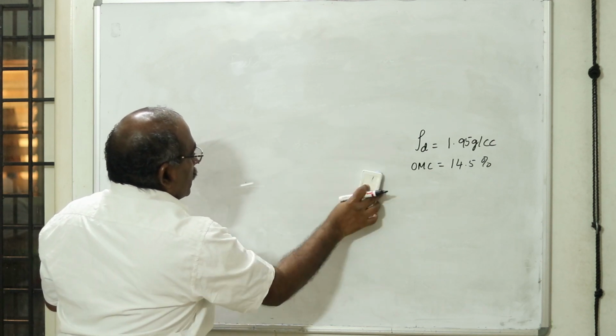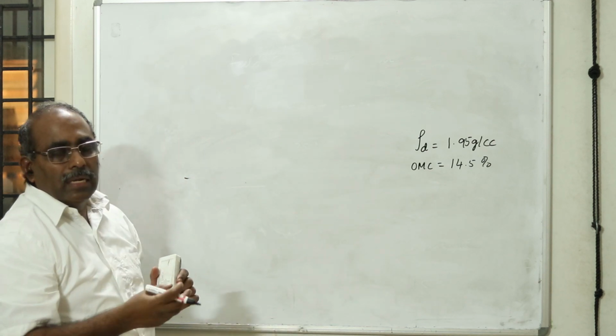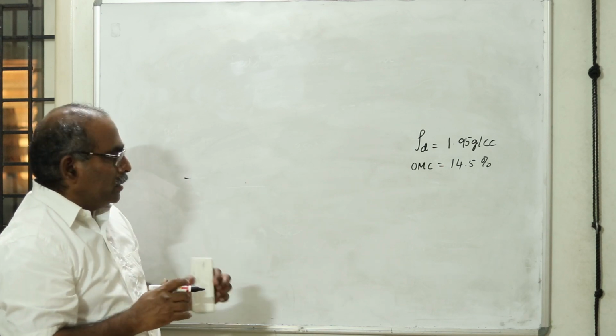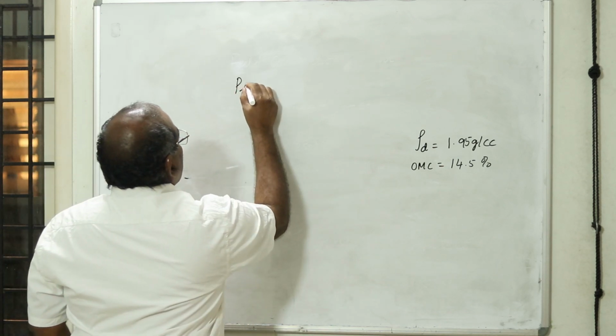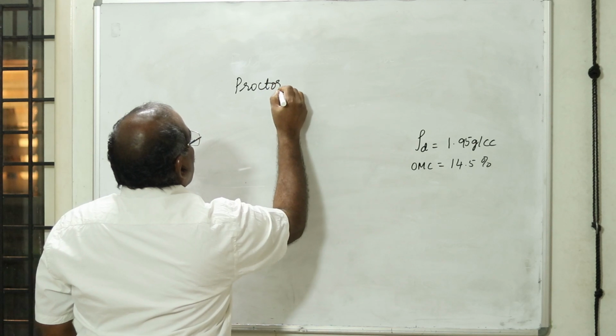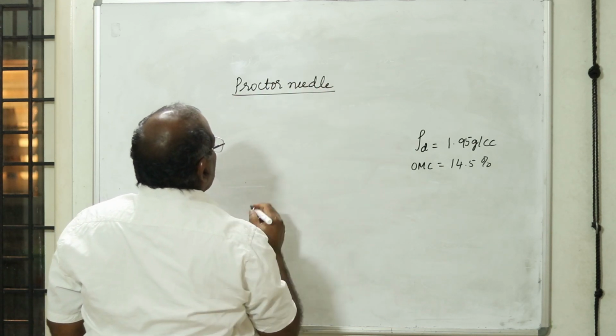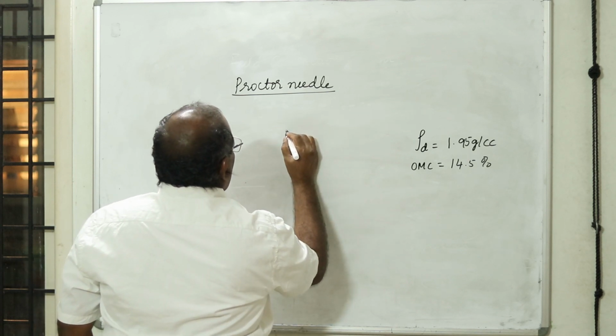Now this is a destructive method of getting the sample and trying to find out the density. There are other non-destructive methods. Now we have a simple method called the Proctor's needle. Proctor also came out with a simple method of determining this. Now we have a Proctor needle like this.